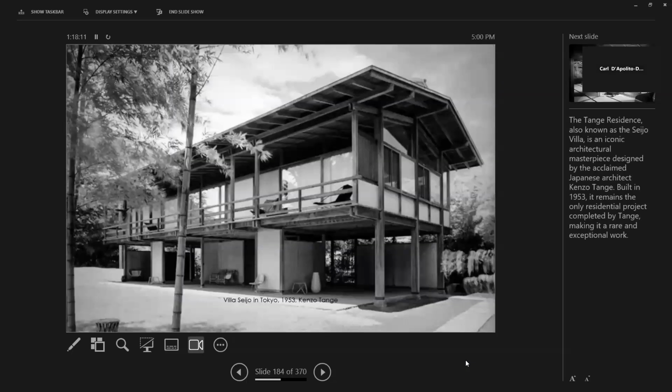I love this house. This is Kenzo Tange's house. It's only here chronologically, 1953. It's the only residential piece of architecture he ever did.